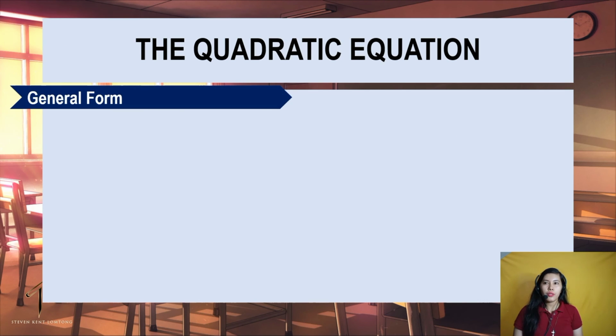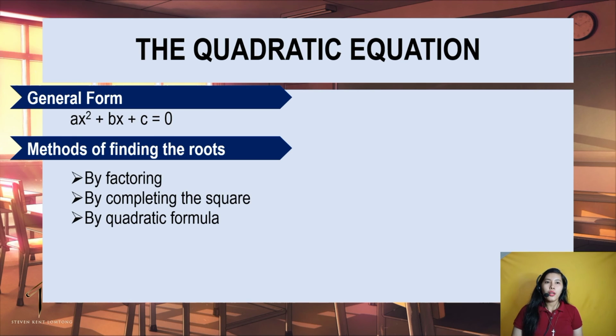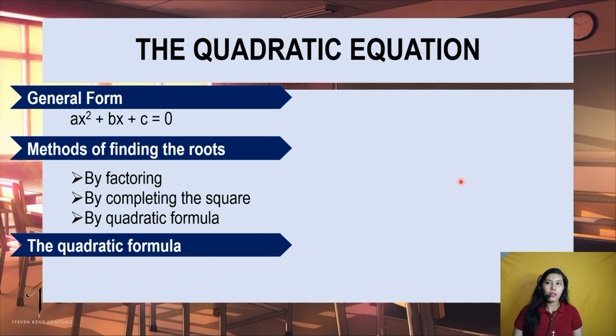So we have the general form ax squared plus bx plus c is equal to 0. We have methods of finding the roots. We can find them by factoring, completing the square, or by the quadratic formula, which is x equals negative b plus or minus the square root of b squared minus 4ac, over 2a.